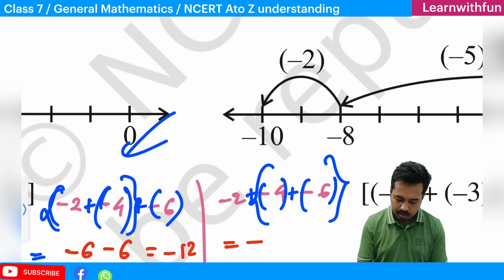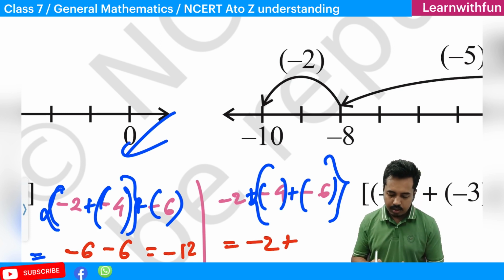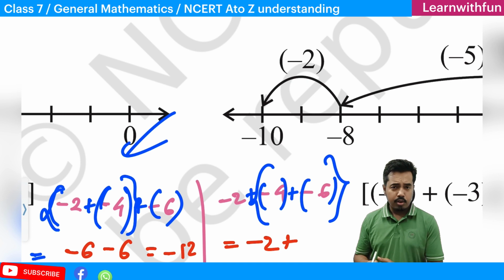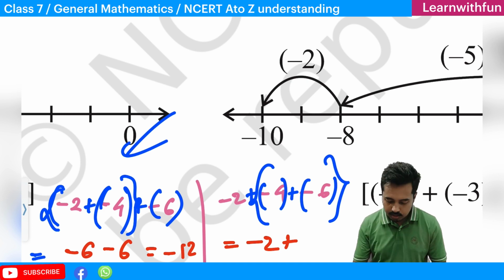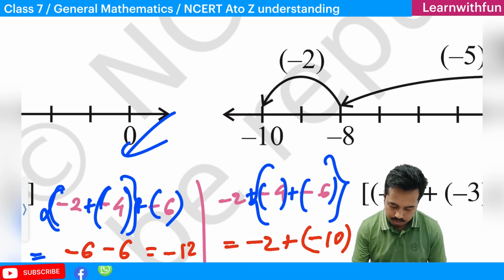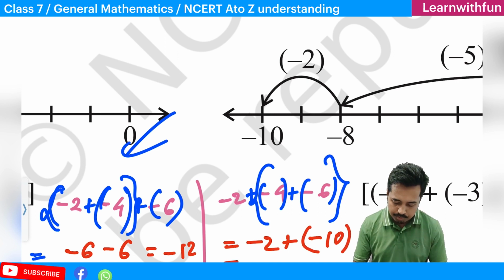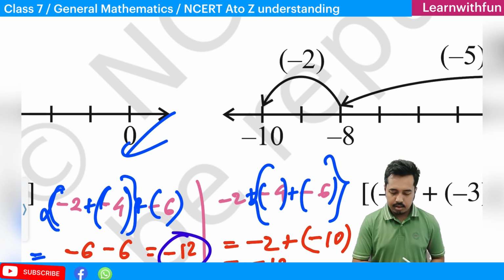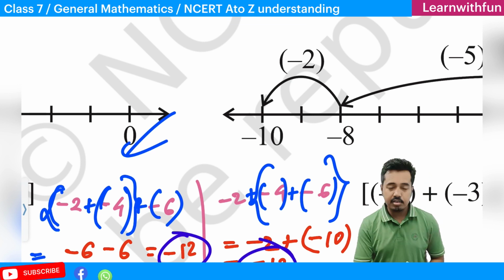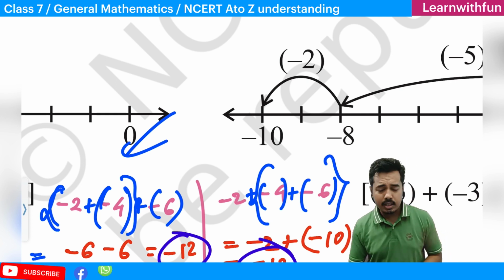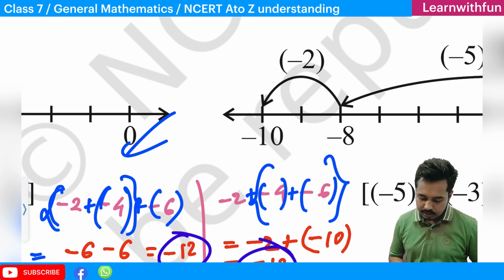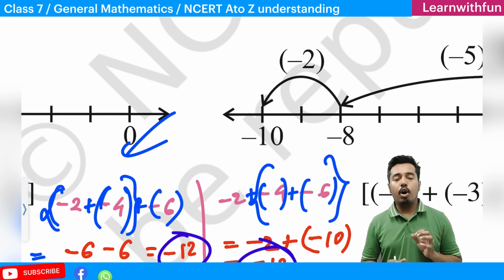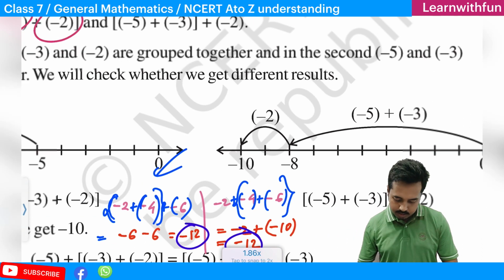In the second case, there is a -2, and after the positive sign there are -4 and -6. When you add -4 and -6, you get -10. So -2 and -10, both of these combine to give -12. So here we can see that in the first case the result is -12, in the second case the result is -12. So in both cases the results are the same. That is why we can say that integers obey the associative property under addition.